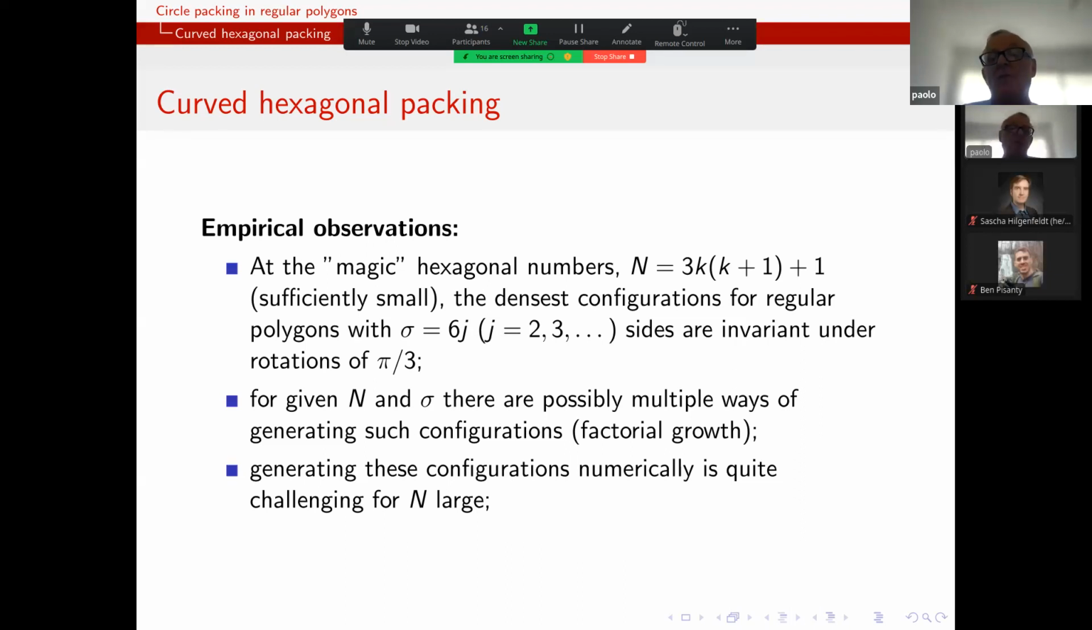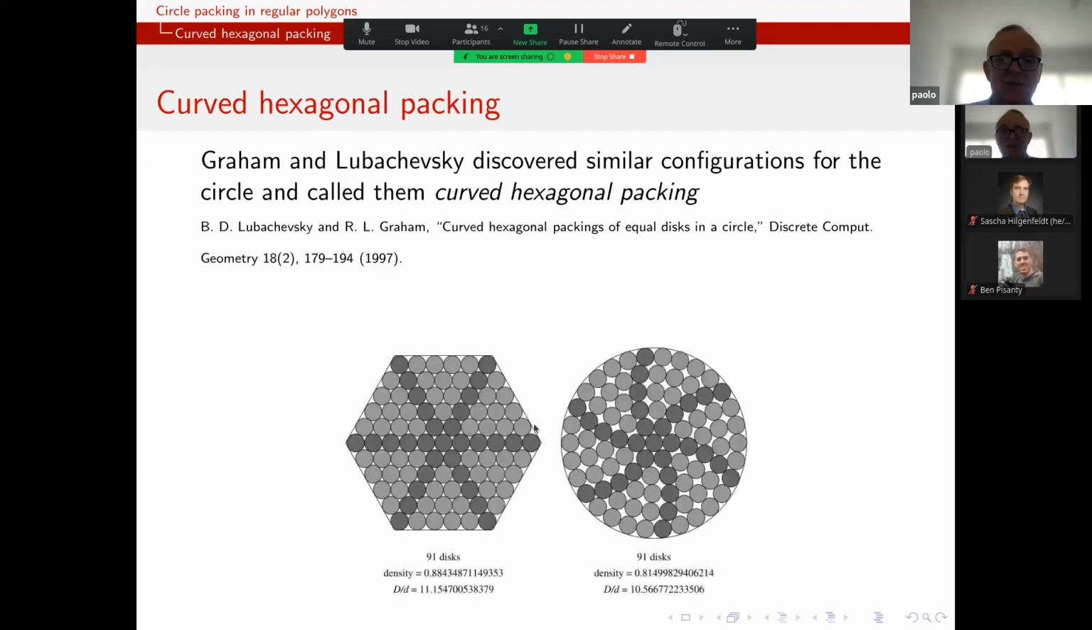And then, for a given n, there could be many configurations. Actually, we got an idea that the growth could be very large. Numerically, it was immediately clear that it was very difficult to produce them all. One thing that we realized is that this is something that had already been observed a long time ago by Graham and Lubachevsky, but in the circle.